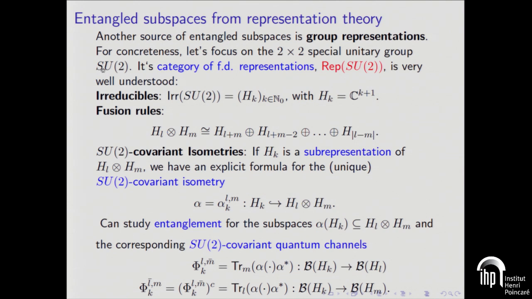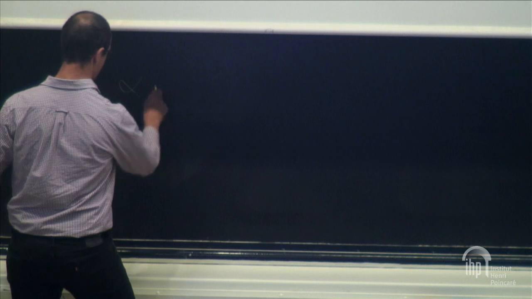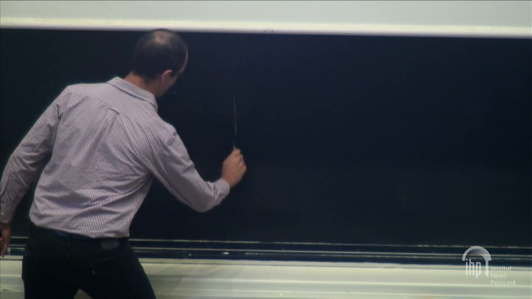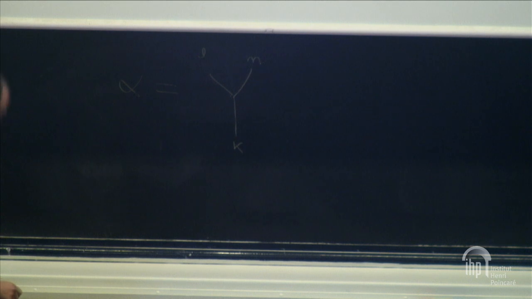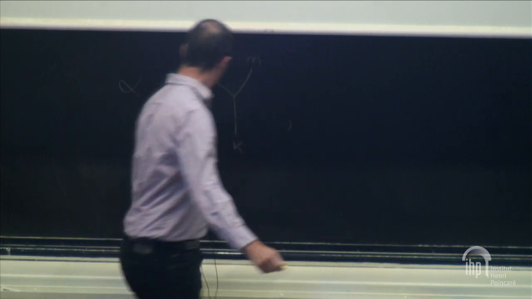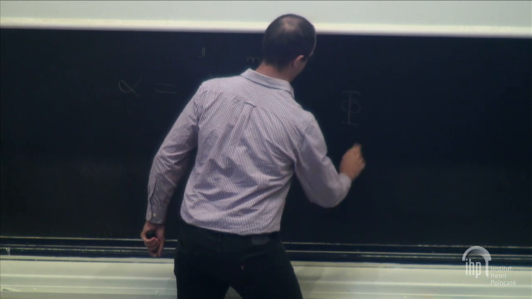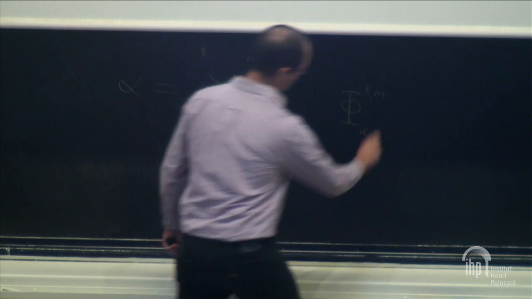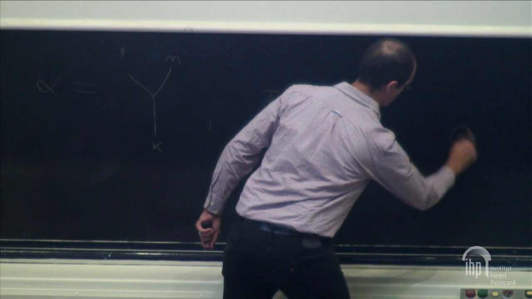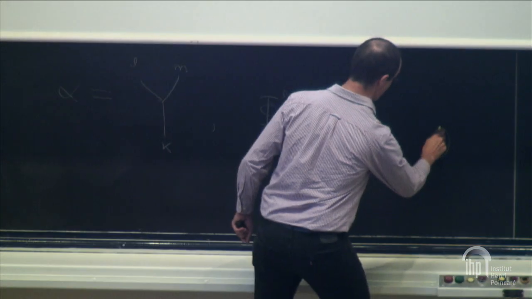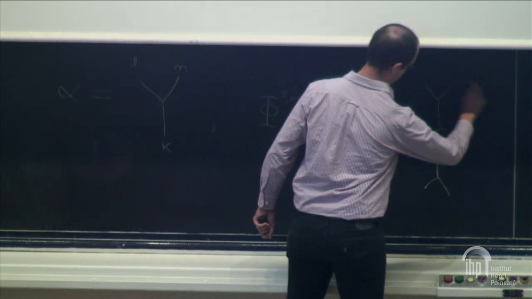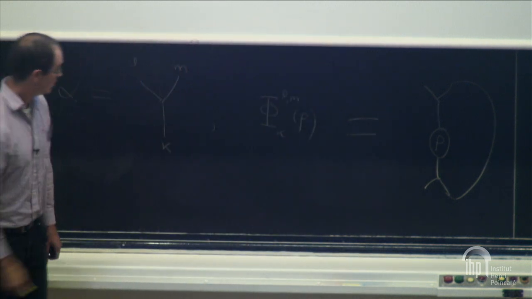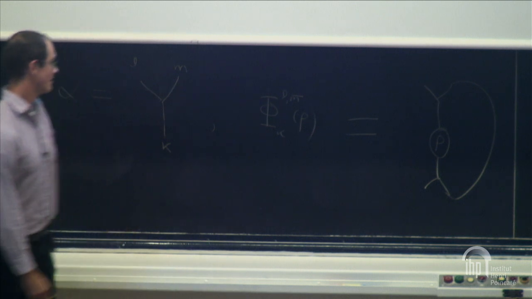So the point here is I kind of want to have this sort of picture in mind. I have my alpha, which is going to be a map, diagrammatically, going from the kth irreducible representation into the L tensor M irreducible representation. And my quantum channel, phi_{KLM}, pictorially, I want to think about this as, okay, I start with my rho. And how does this work? Well, you conjugate by your isometry, and then you do a partial trace. And this is phi_{KLM} bar, this channel right here.